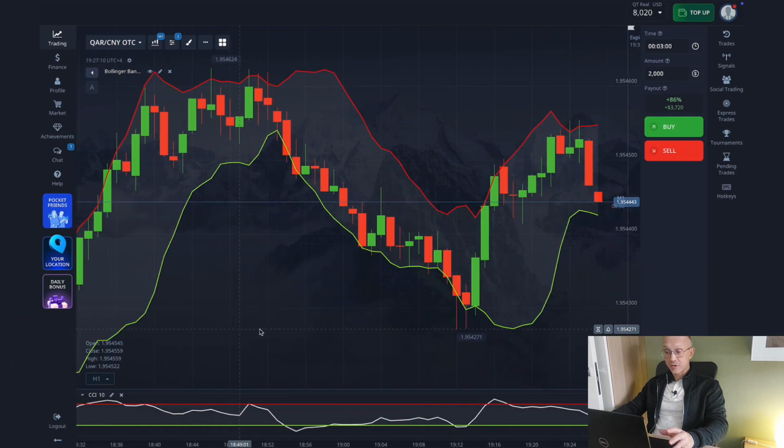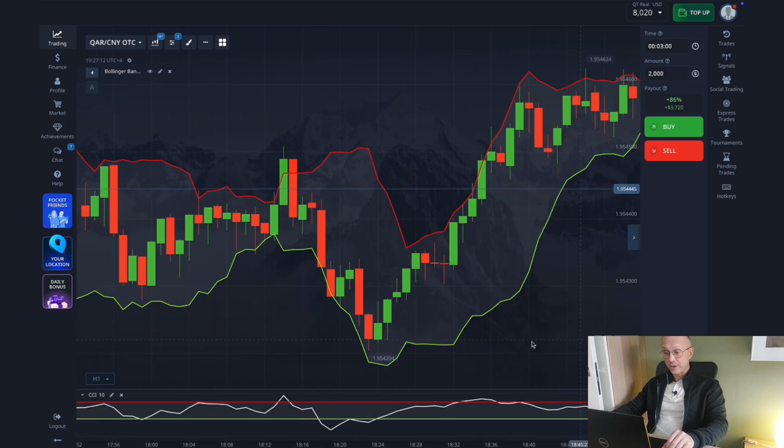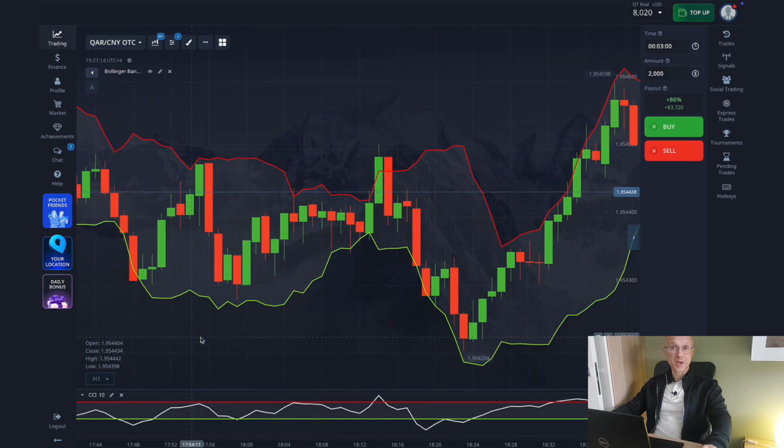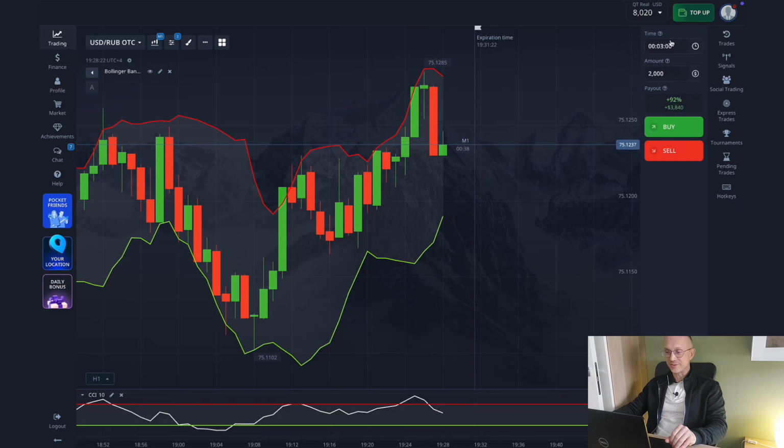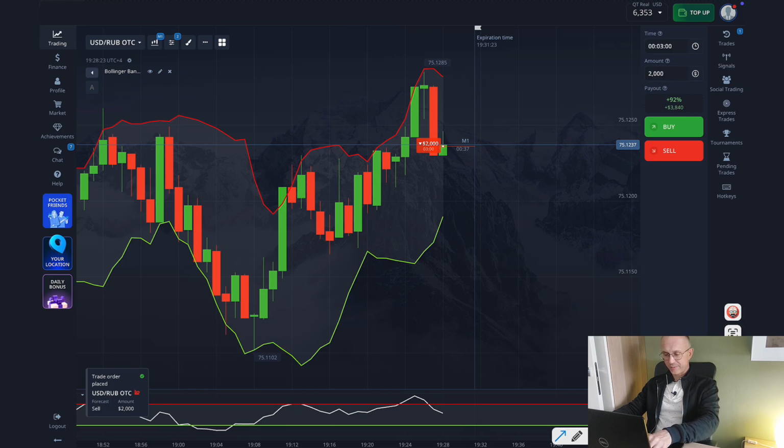So, the indicators are ready to go, and if you are trading on your phones, set them up the same way. First situation. The expiry time is 3 minutes. I'm opening a short trade for $2,000. Now I'll explain in detail how this strategy works and why I entered the market here.